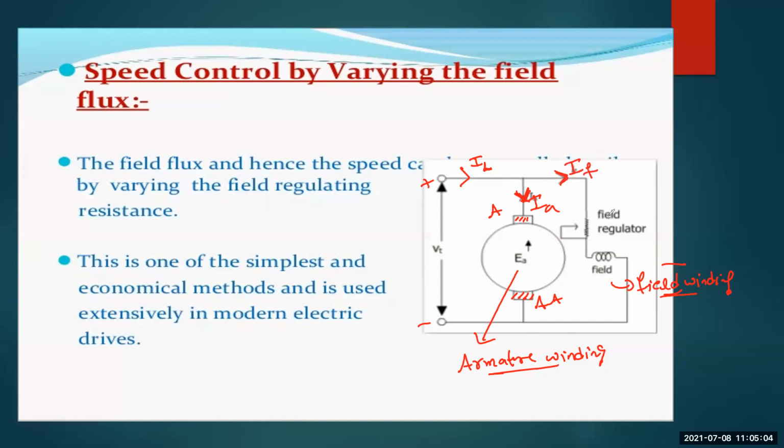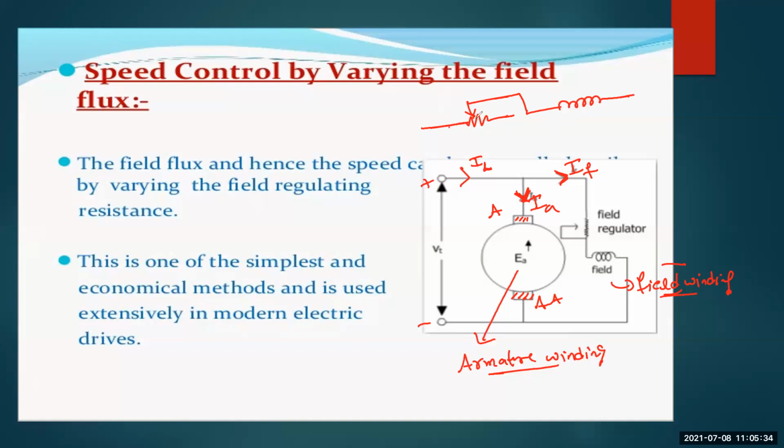This is called the field resistance, the field regulator. Field regulator means this rheostat. So by controlling this rheostat, which is also one of the rheostats, and by changing its position, the current flowing to the winding changes.